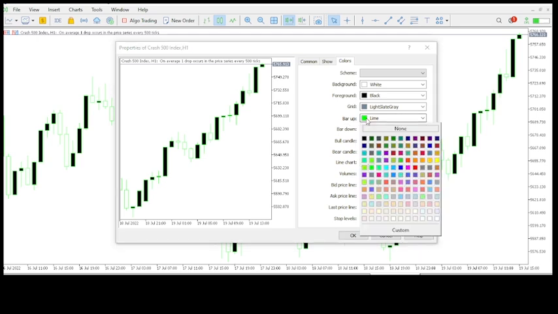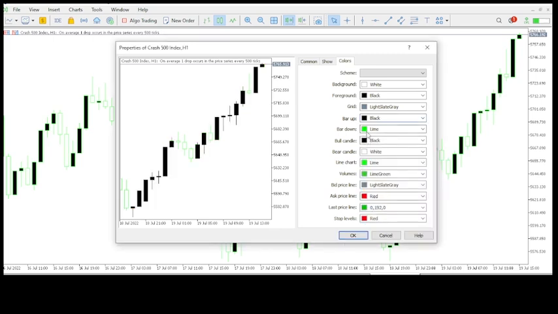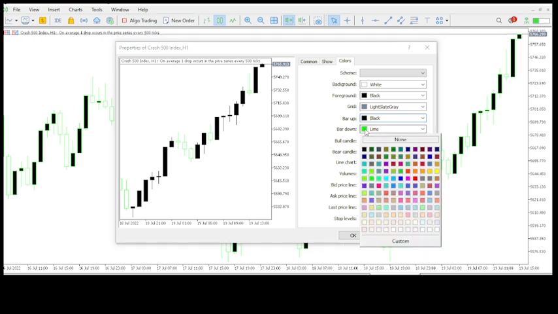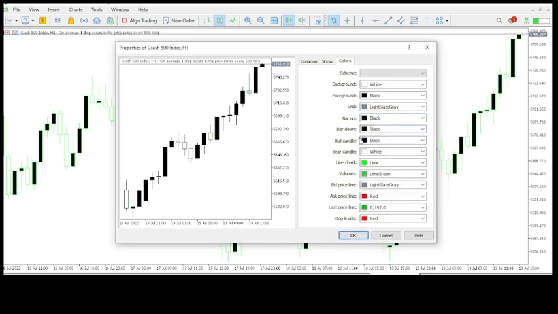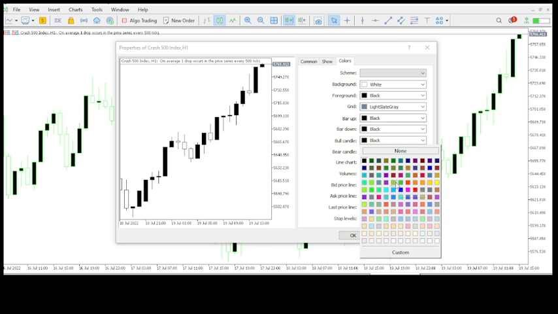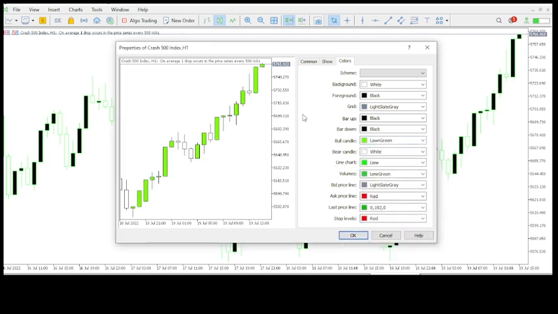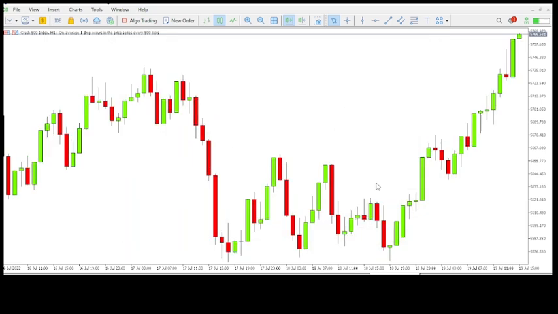So I'm going to change it to black. Then bar down is the one for the bearish candlestick. I'm still going to keep it as black again. Then the bull candle, the main candle, the body of the candlestick. Now I'm going to change the bull candle to green. Then the bear, which is the bearish candle, I'm going to change it to red. Now we have our candlestick set up. You can see our chart is looking neat now. So with this, we'll be able to do our analysis proper without any distraction.